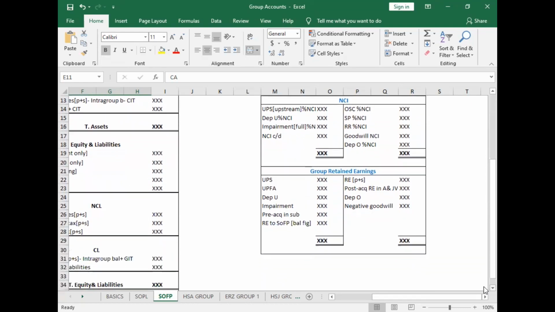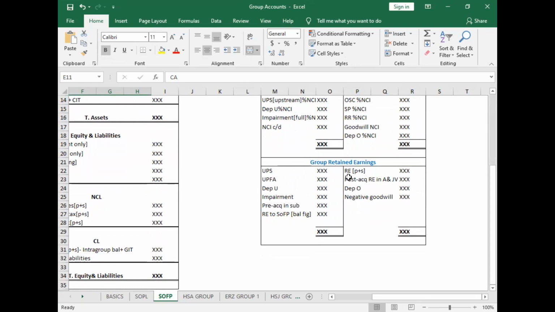And then group retained earnings, isn't it? So we'll take the group retained earnings of the parent plus the subsidiary, isn't it? Then we'll take post-acquisition retained earnings in the joint venture, isn't it? Then we'll take depreciation overcharge. Then we take negative goodwill if there is, isn't it? Then here it will be UPS, percentage of the parent, UPFA. So this one only appears in group retained earnings: depreciation undercharge, percentage of the parent, impairment of goodwill to the parent, then pre-acquisition in subsidiary, isn't it? So pre-acquisition retained earnings, isn't it?